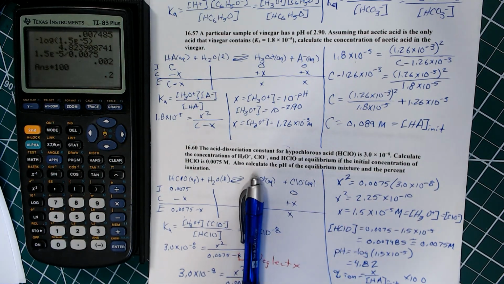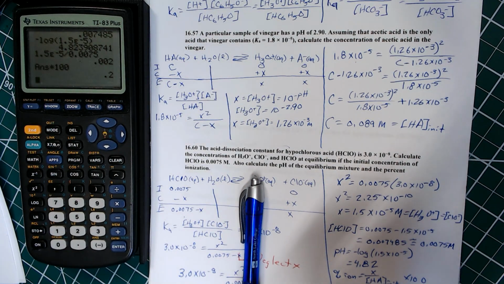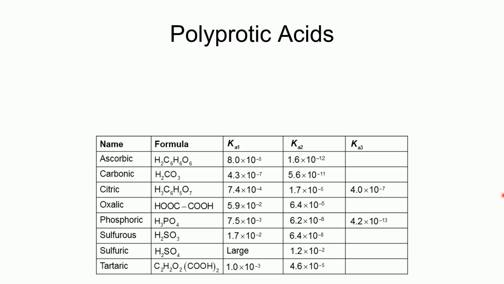I do want to go back to one more thing before we get to weak bases, and that is to look at polyprotic acids. Polyprotic acids are acids that have more than one acidic hydrogen. Examples of polyprotic acids here: we've got ascorbic acid, carbonic acid. There's a whole bunch of these that are out there, and they have more than one hydrogen that is acidic, and with that, that means we get more than one Ka value.